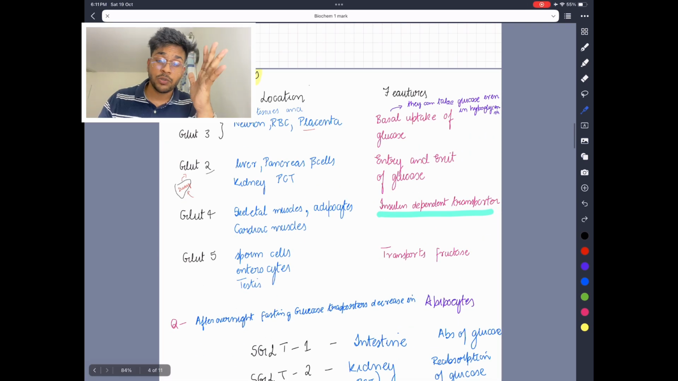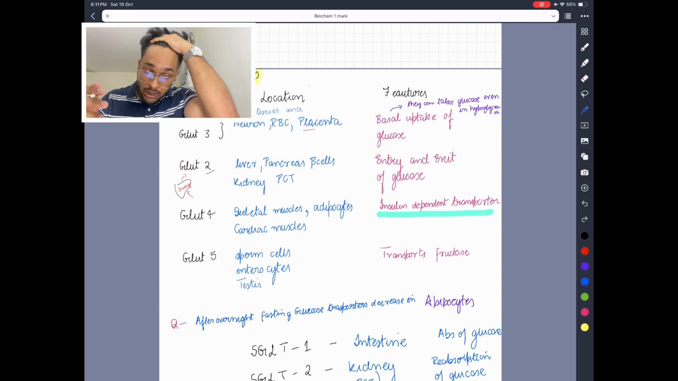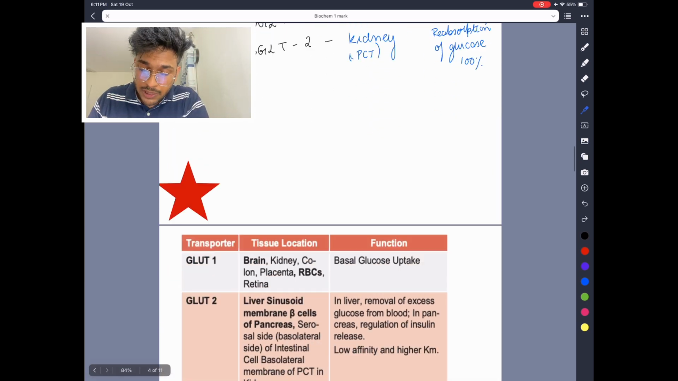So that's done. Now we're moving into the glucose transporters. Very important topic. It integrates with physiology as well. So I'm going to move forward with that.